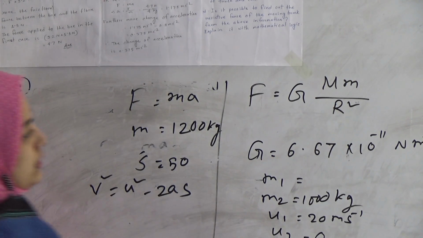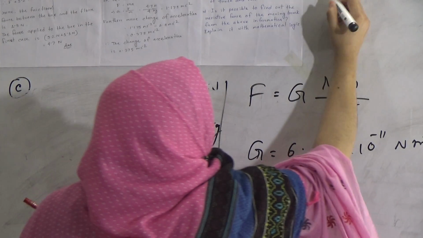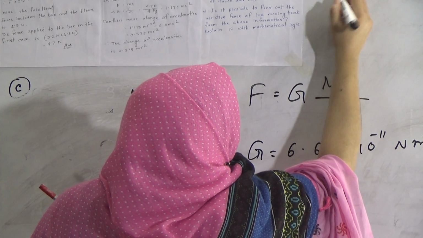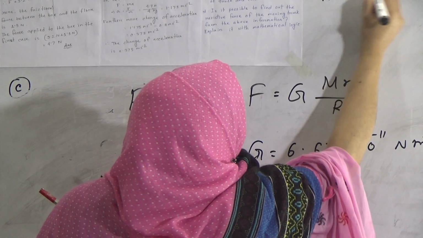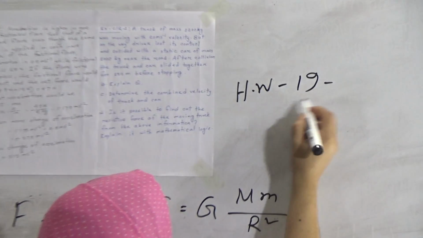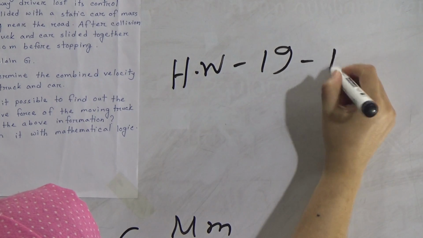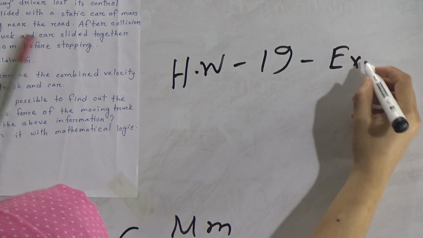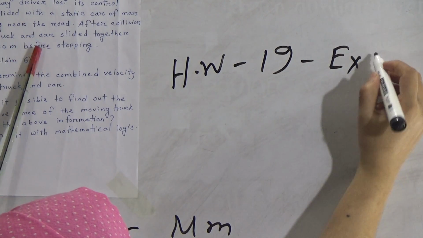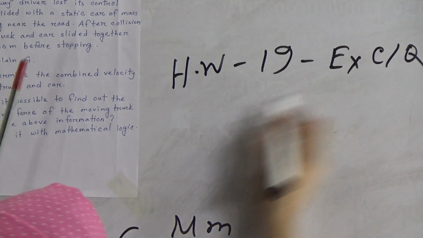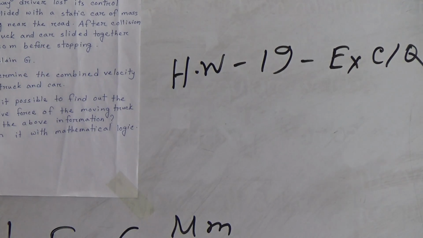So my dear students, I think all of you have understood this topic, and I am giving your SW. Your SW number is 19, and your SW topic is this extra CQ. That one is your SW topic, extra CQ, and submit it on Saturday.